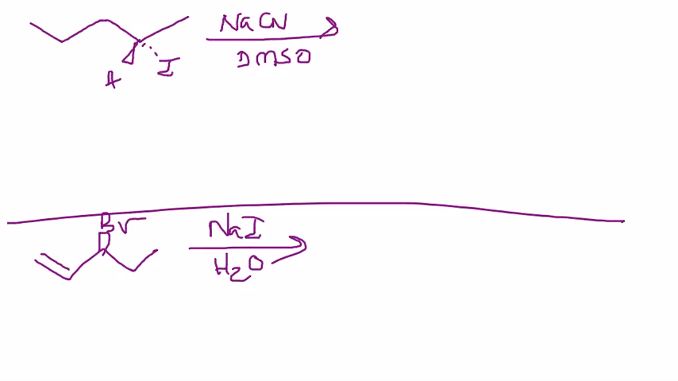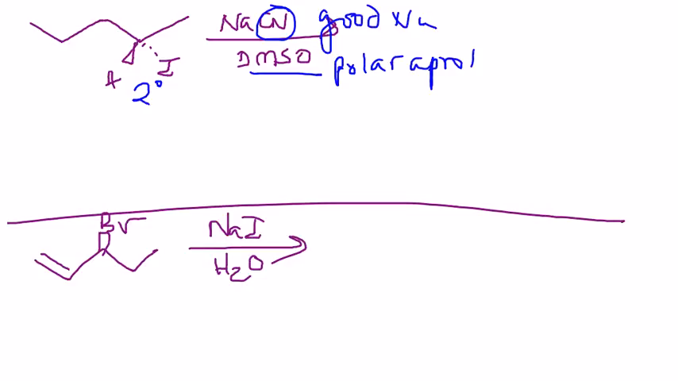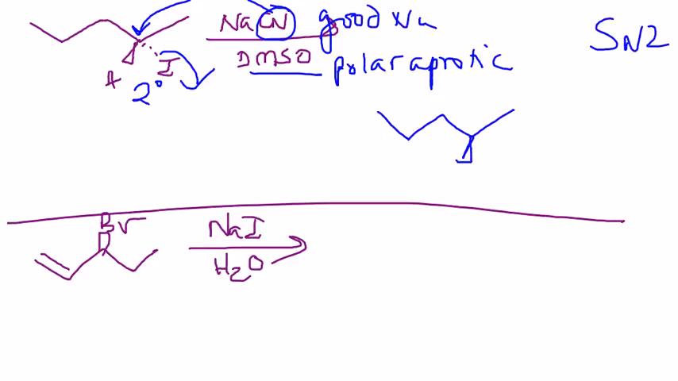Okay, I have another alkyl halide here, which is a secondary halide. I have a good nucleophile, and I have DMSO, which is polar aprotic. All of that is pointing towards an SN2 reaction. That means attack of the nucleophile and leaving group leaving will take place at the same time, and is going to give rise to an inversion of configuration such as that. You will not be drawing a full carbocation.